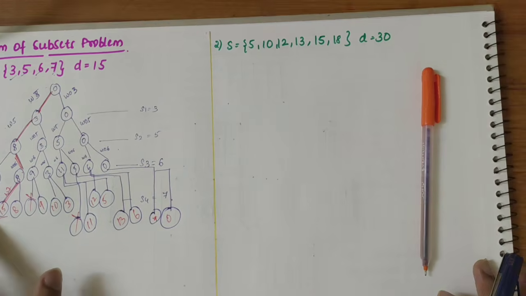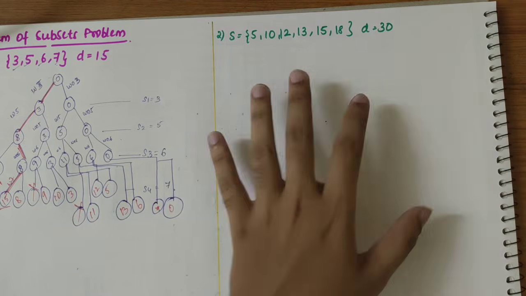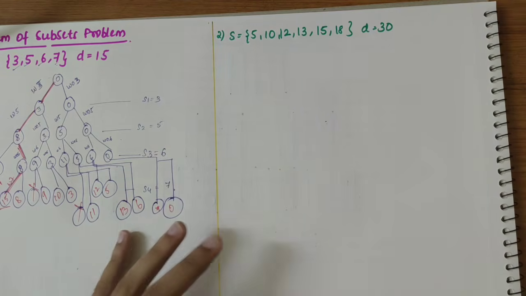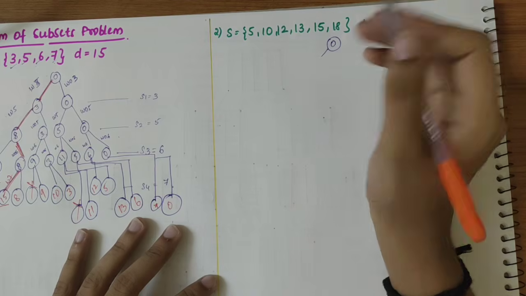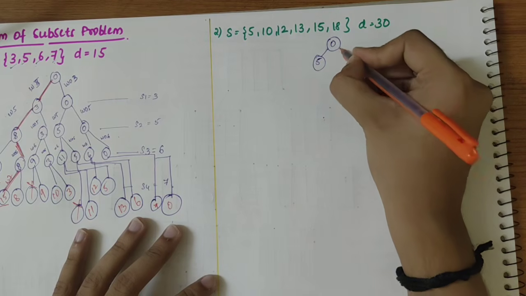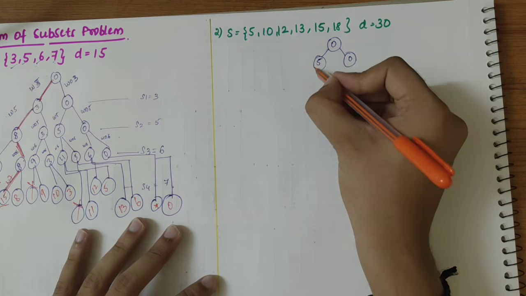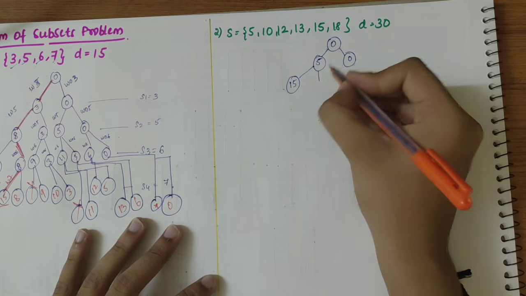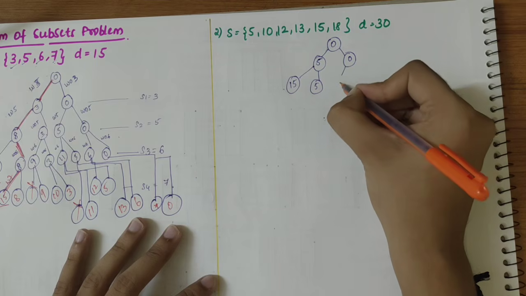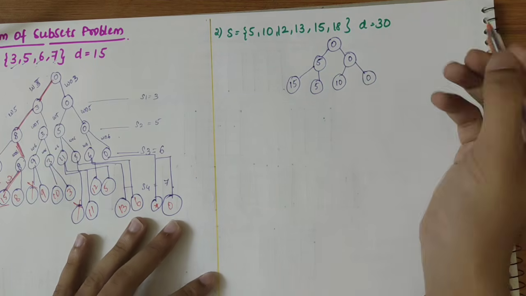Let's look into the second problem now. This problem is pretty lengthy, I would say. Not lengthy, but it will have multiple branches. Okay, so let's start with it. From 0, I have with 5, so I'll write 5 here. Here without 5, so 0. Next, I have 10. With 10, I'll get 15 here. Here without 10, I'll get 5 itself. Here with 10, I'll get 10, and without 10, I'll get 0 only.